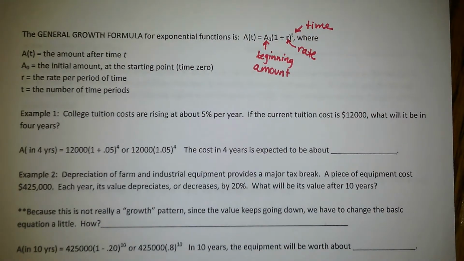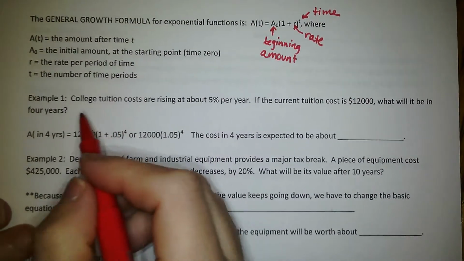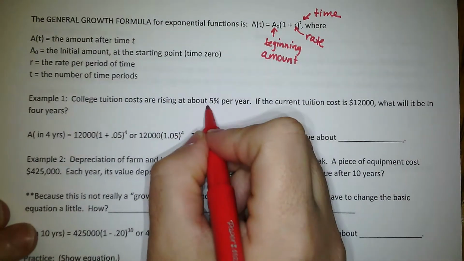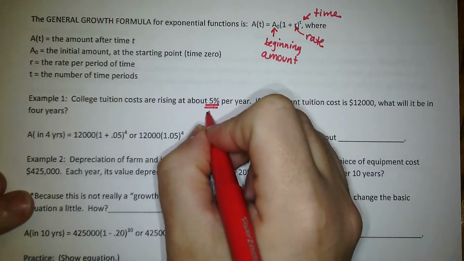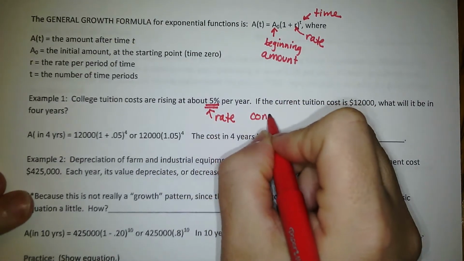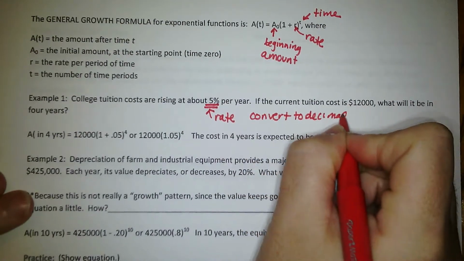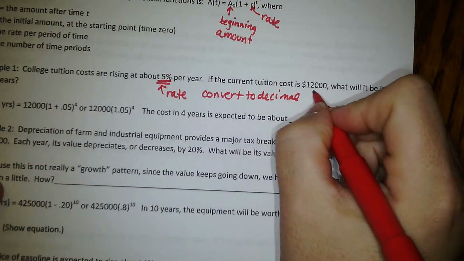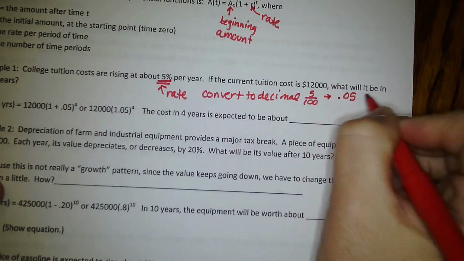Okay, so what I want you to do is take a look at example 1 with me so we can kind of figure this out. It says college tuition costs are rising about 5% per year. That would be the rate. Okay, so when you get a rate as a percent, you've got to convert it to a decimal. If you're not sure how to do that, take your percent and divide by 100. So 5 divided by 100 is 0.05.